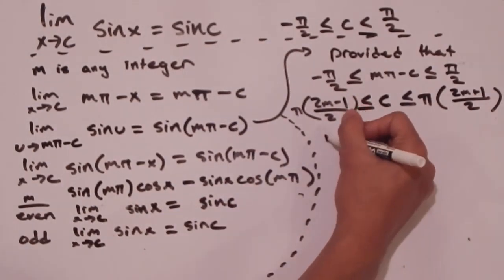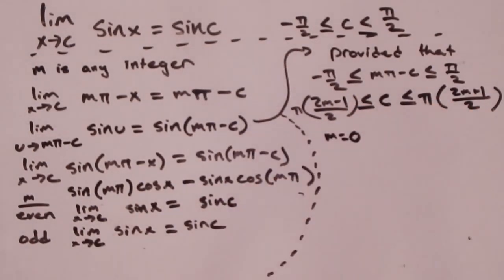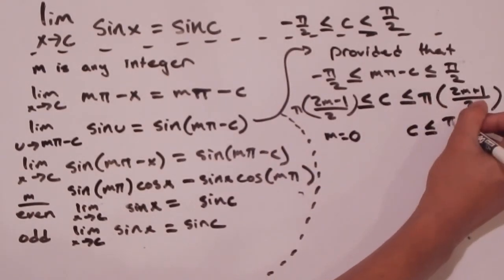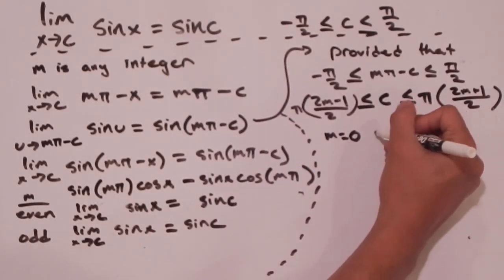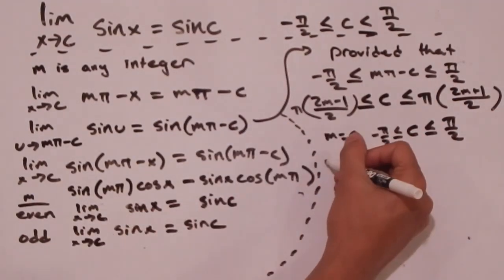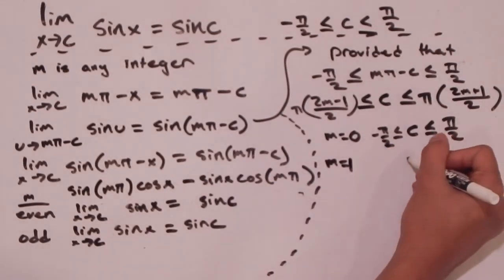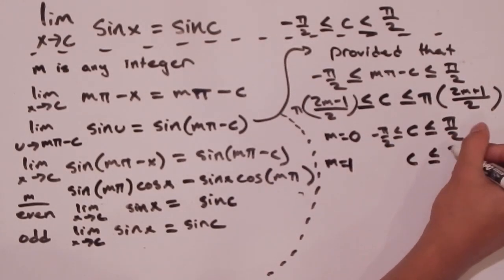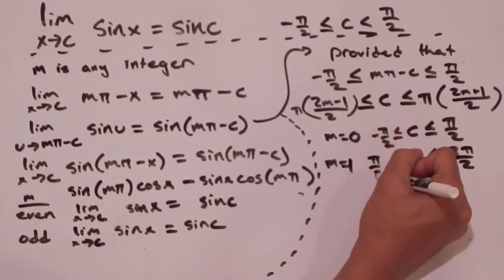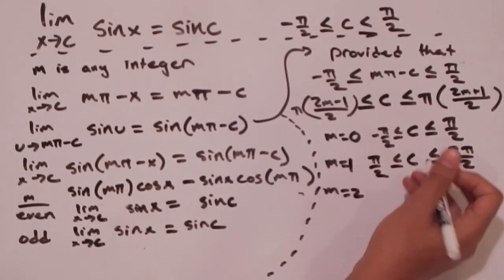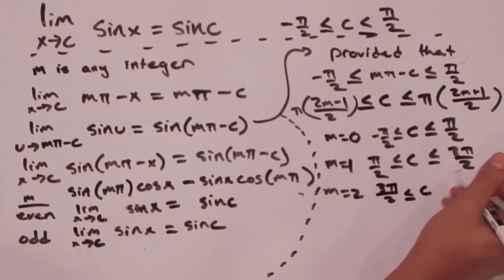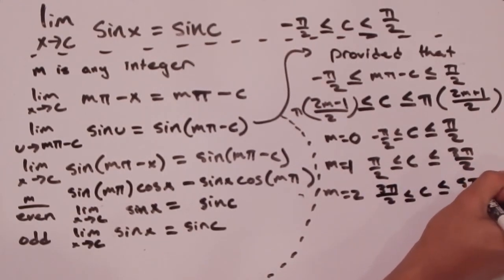For example, when m equals 0. Of course, that's one we want to check out. Well, when m equals 0, we just get c is less than or equal to pi over 2 and greater than or equal to negative pi over 2. So we already knew the limit worked for that. But now we also know the limit works when m equals 1, or c is less than or equal to 3 pi over 2 and greater than or equal to pi over 2. And for when m is equal to 2, c is going to be greater than or equal to 3 pi over 2 and less than or equal to 5 pi over 2.